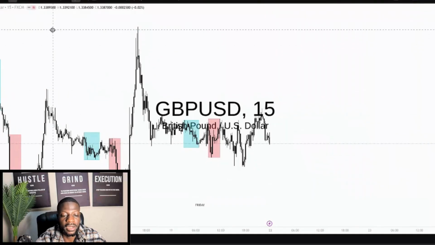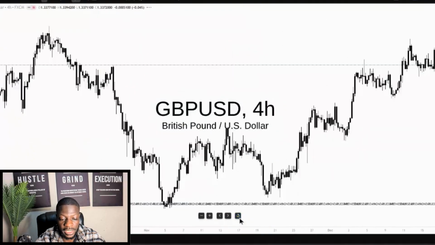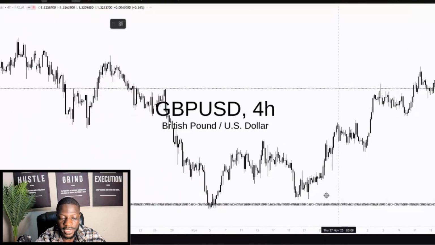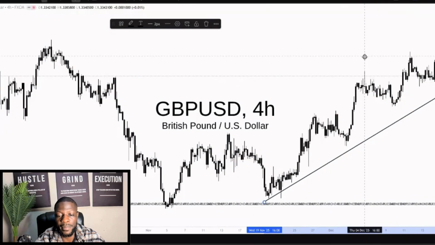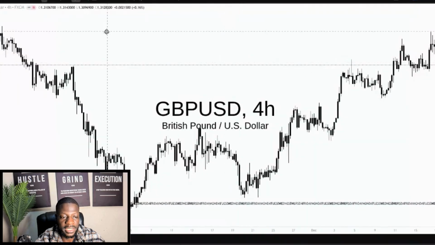So let's delete that. So what's the first thing you have to do? You always have to do your multiple time frame analysis. So for me, I start from the 4-hour time frame. From the 4-hour time frame, you can clearly see that the market is bullish because the market has been putting up higher highs and higher lows. That is extremely important.